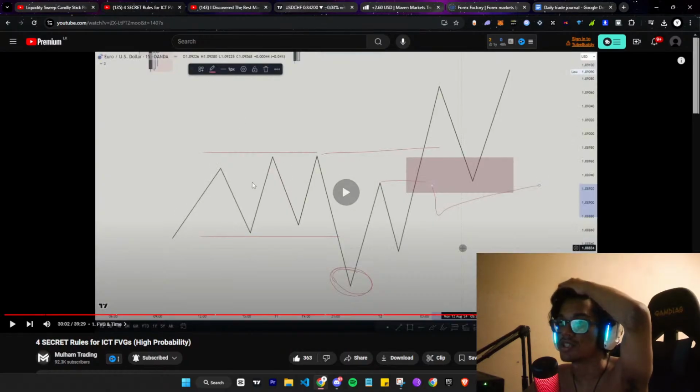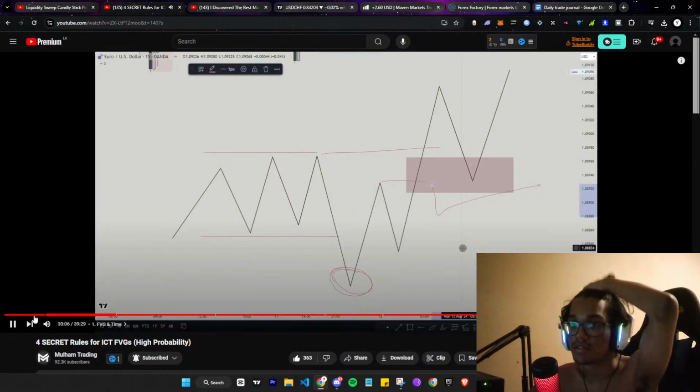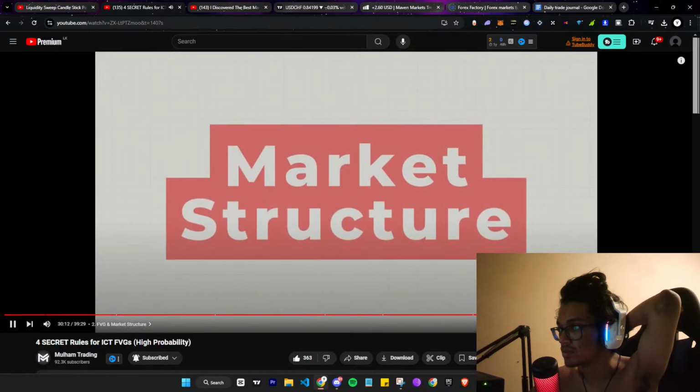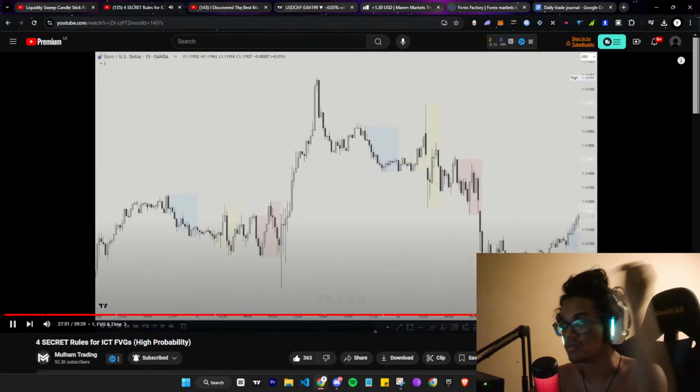Okay, that's too much analysis. Especially fair value gaps, they don't become high probability ones. That's how time is very crucial when trading fair value gaps. The second confluence we have today is the market structure. But starting with the first one, which is time.